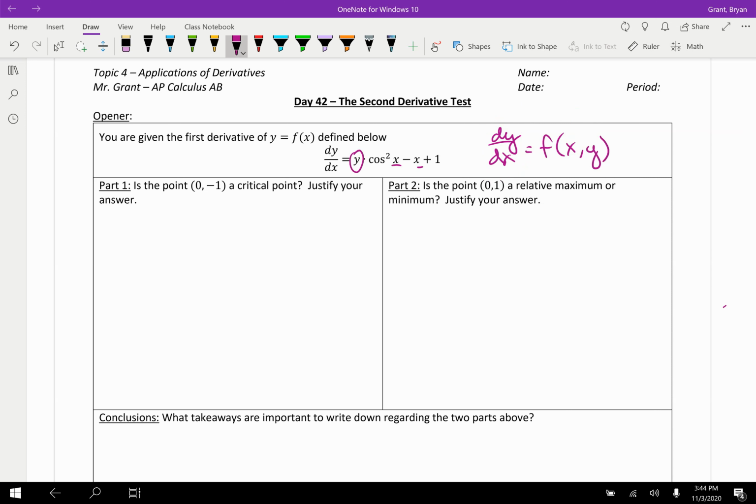Okay, let's begin. Your goal on this opener is to work through and determine first, is the point (0, -1) a critical point? We're going to use dy/dx for that. And then second, once we decide if it's a critical point or not, spoilers, it is, is the point a relative max or relative min? So go ahead, give that a shot, and then once you're done, unpause me and we'll see how you did.